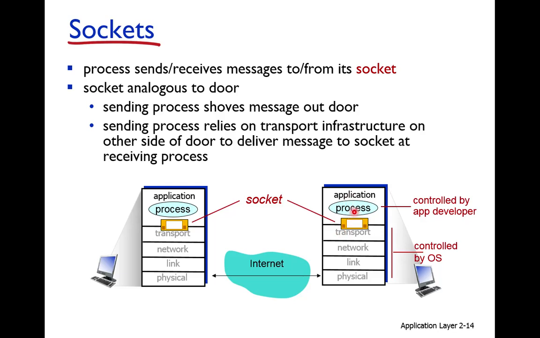And from this socket the process can read the received message. Now, as you know, the communication between two applications is divided into 5 layers: application layer, transport layer, network layer, link layer, and physical layer.